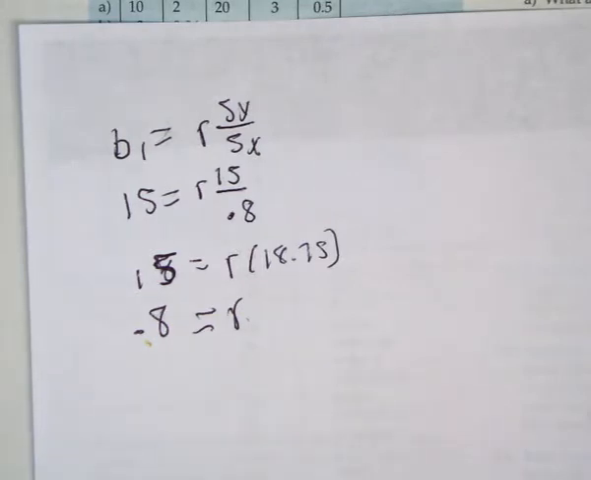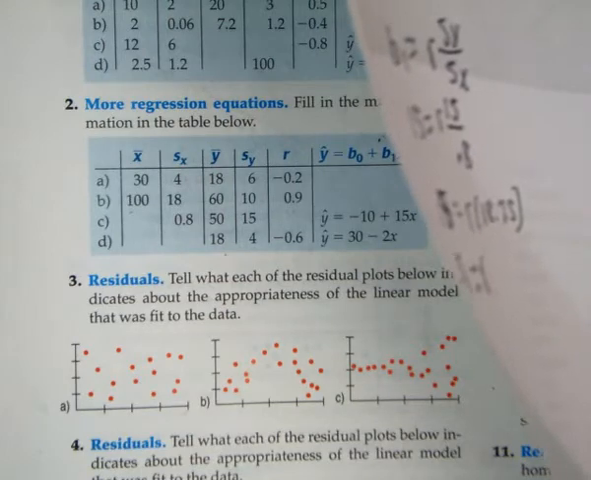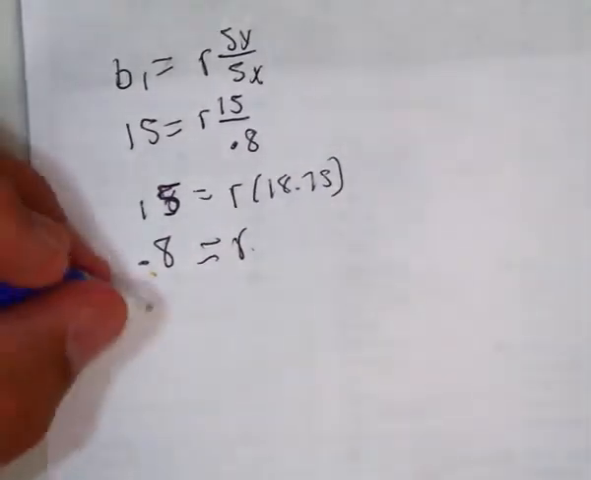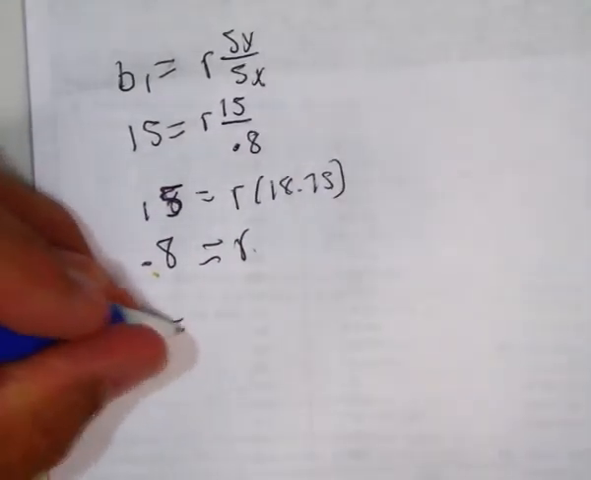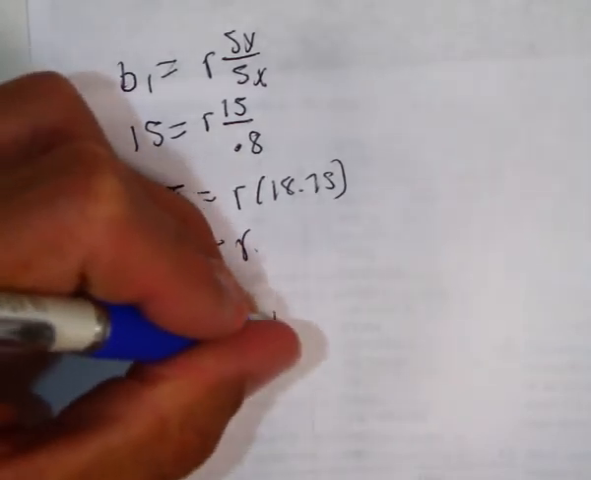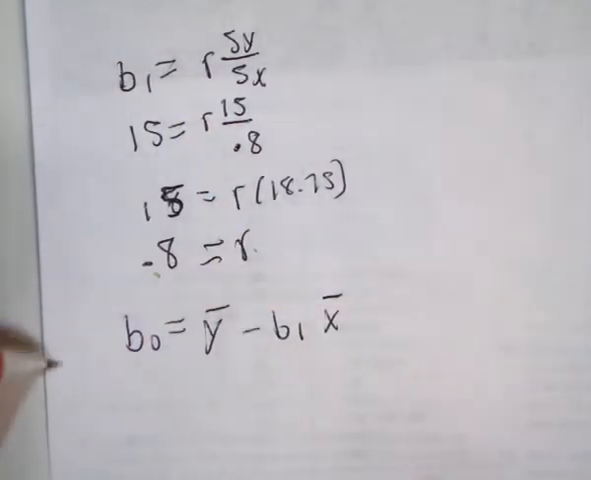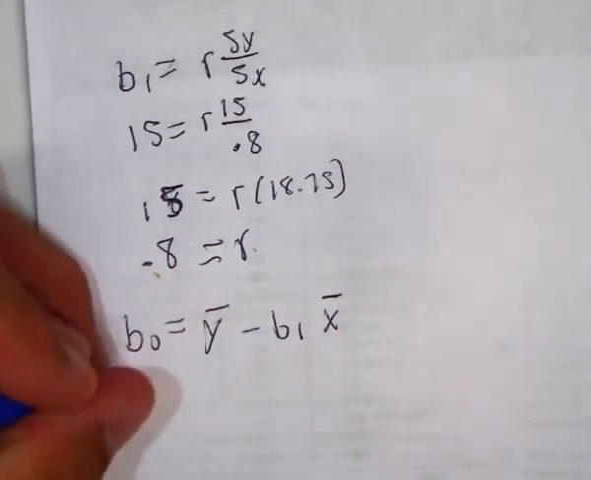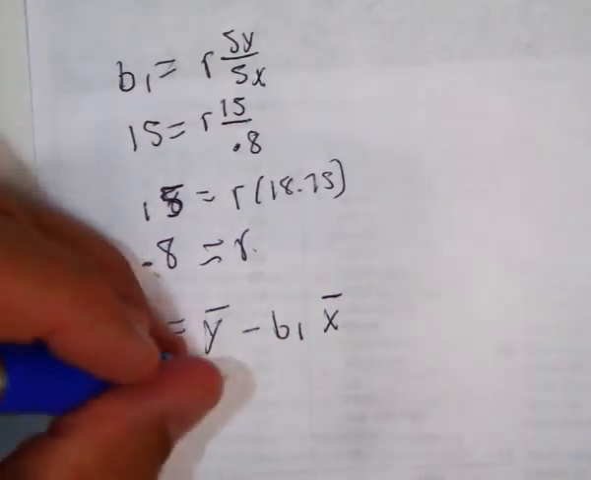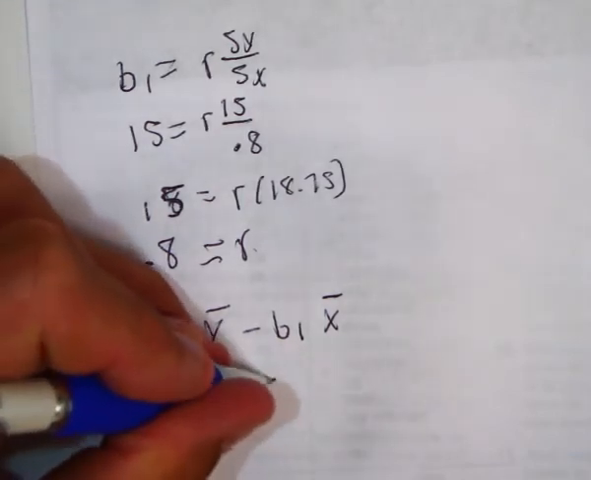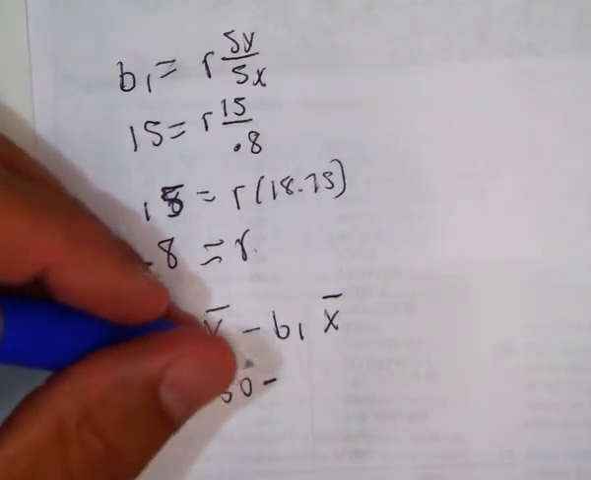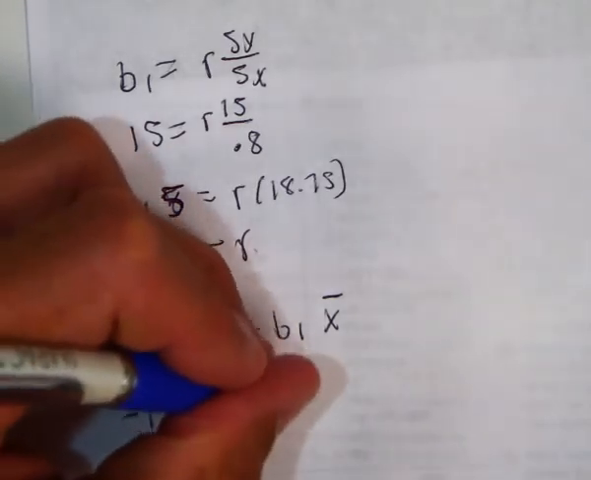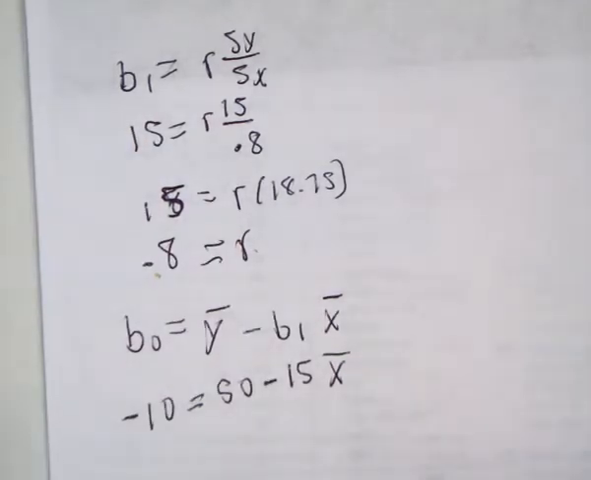Now we need to figure out what x bar is. Well, the only equation we have that uses x bar is this guy. So we need to know what b sub 0 is. So b sub 0 is negative 10. Y bar is 50. B sub 1 is 15. And that's x bar.